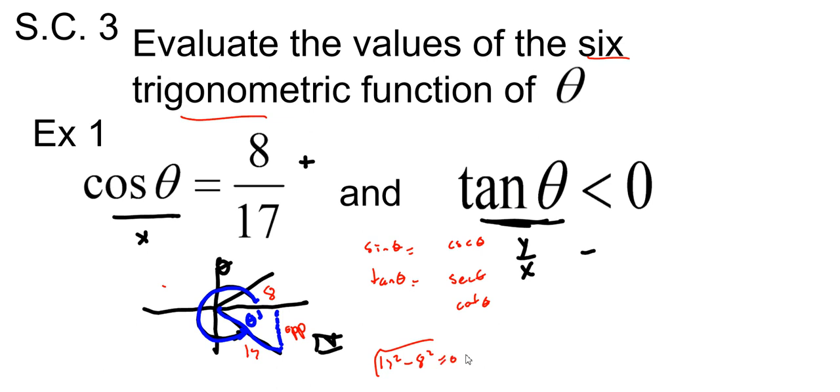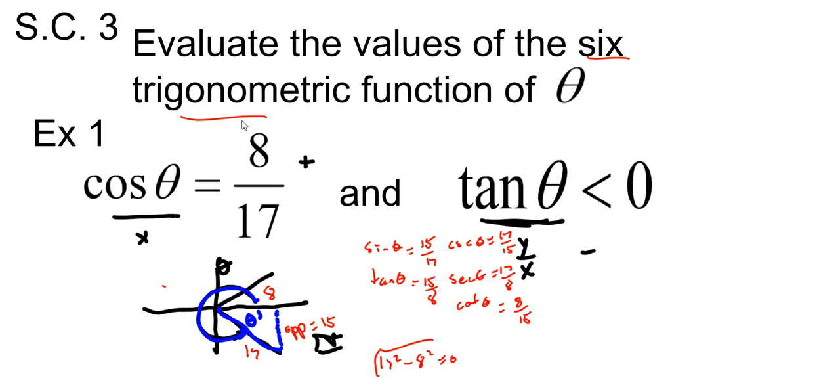If you put that in your calculator, we have 17 squared minus 64, and that's going to give us 225. And if you take the square root, it's going to give us 15. So we know this is going to equal 15. So we can figure out the sine is going to be 15 over 17. We know tangent is going to be opposite over 8, so it'll be 15 over 8. Cosecant is going to be 17 over 15. Secant is going to be 17 over 8. And cotangent is going to equal 8 over 15.